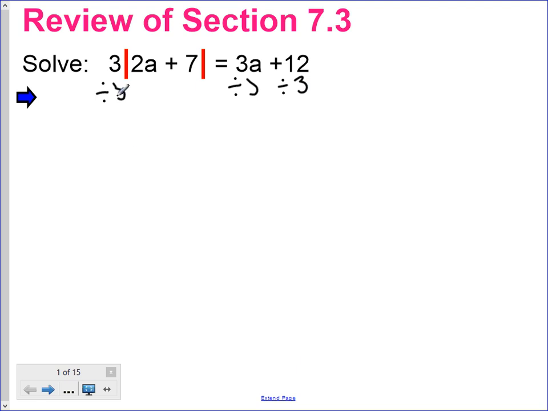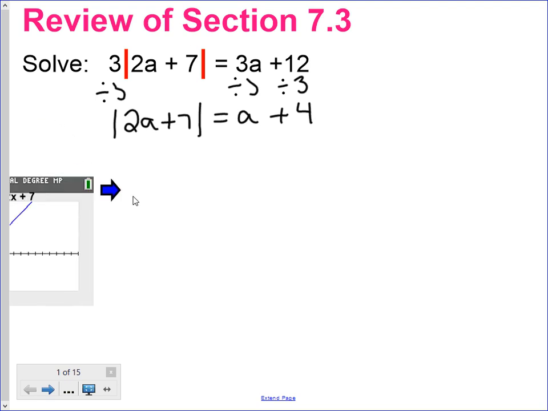So on this side here, 3 divided by 3 is 1, so I'm left with 2a plus 7 equals, on the other side, 3a divided by 3 is a, and 12 divided by 3 is 4. So now I have the absolute value sign isolated. I can look at graphing my absolute value to come up with my piecewise function.